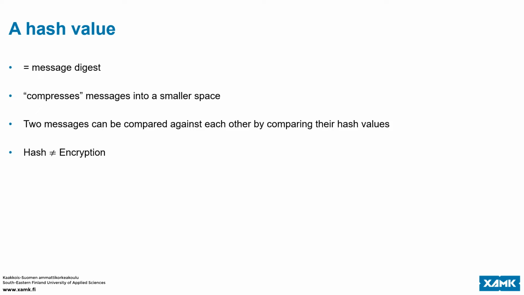A hashing algorithm is a mathematical model which helps us compress a message into a smaller space. The objective of a hash value is then that two messages can be compared against each other by comparing their hash values. If two hash values match, then the messages also are identical. Well, that is the idea anyway. It's important to remember that hashing and encryption are not the same thing. In fact, a hash value of a message cannot be used to recover the original message.